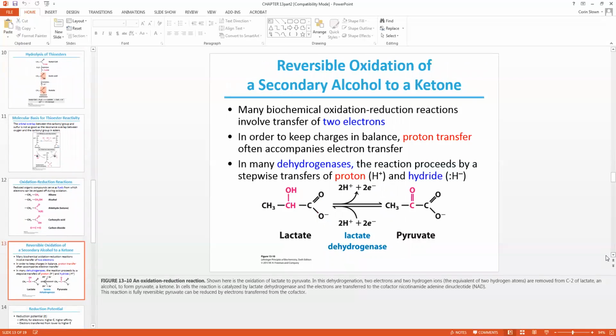Many biochemical oxidation reduction reactions involve the transfer of 2 electrons. So in order to keep the charges in balance, proton transfer often accompanies electron transfer. So in many dehydrogenases, it's the reaction that proceeds by a stepwise transfer of protons and hydrides. So for example, in the conversion from lactate to pyruvate, and using the enzyme lactate dehydrogenase, it's the transfer of 2 electrons accompanied by the transfer of 2 protons.